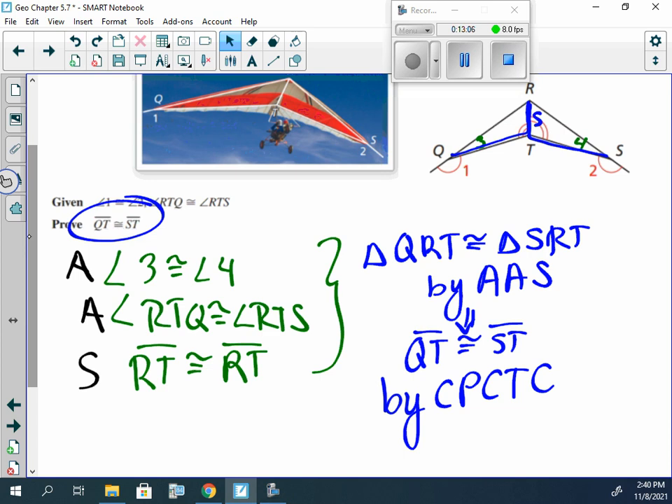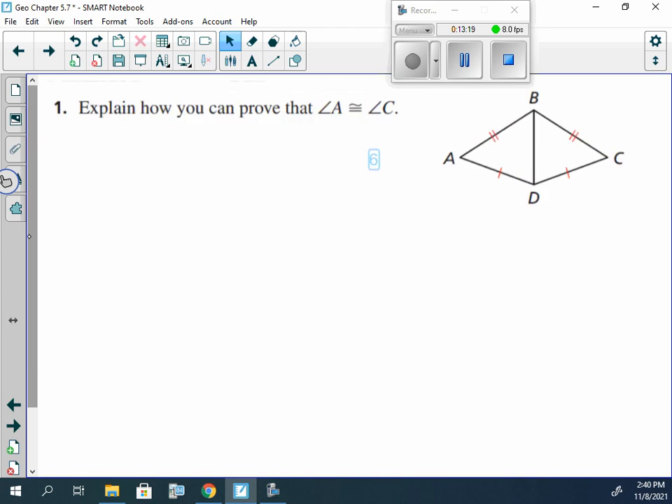Corresponding parts of congruent triangles are congruent. So corresponding parts of congruent triangles are congruent. Questions on this here? Explain how you can prove angle A is congruent to angle C. Now we look at this here.